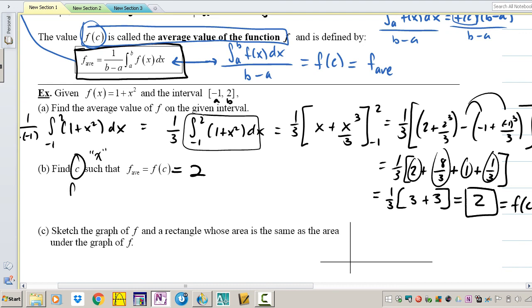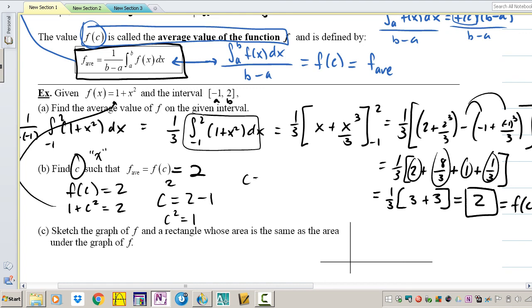Well, let's go ahead and plug it in. f of c is equal to 2, which means 1 plus c squared is equal to 2. That is the original function here. I just replaced x with c, and I'm solving for c. You subtract 1 on both sides to get c squared is equal to 1, and c is plus or minus 1. Okay?